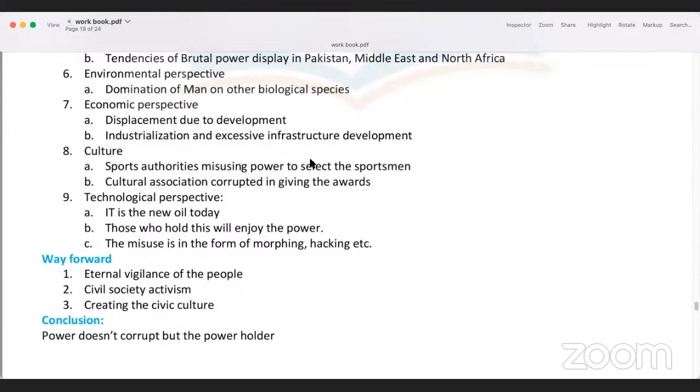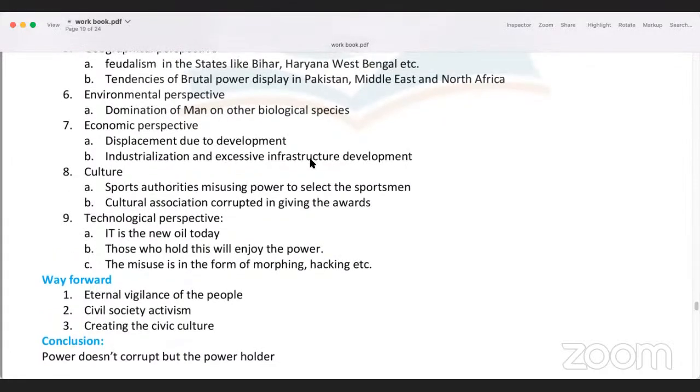And finally, in conclusion, what we should say is, power doesn't corrupt. Power by itself will not corrupt the people. But the power holder will be corrupt. The person holding the power will actually be corrupted. Power by its nature does not have a tendency to corrupt. It is the people who have the power who get corrupted. So a kind of futuristic perspective should be shown in the conclusion. So that is how we have to analyze things, and by this analysis.